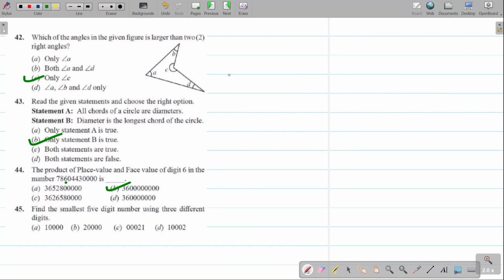Moving to question number 45, find the smallest 5-digit number using 3 different digits. We have solved this kind of question very early on while solving questions. So we have to find the smallest 5-digit number which has 3 different digits. So we need at least 3 different digits. But in this option A, we have only 2 digits, 1 and 0. So it is wrong. This also has only 2 digits. It is also wrong. Option number C is not even a 5-digit number, so there's no point discussing this. This option number D, yes, has 3 different digits, 1, 0 and 2. It is basically the smallest number which we can form using the 3 different digits. So option number D will be right answer.